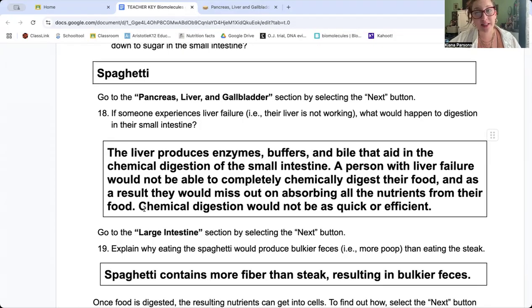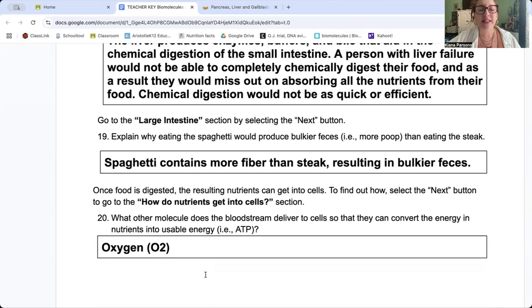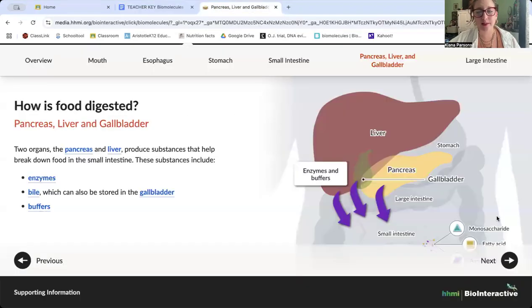One of the many reasons why you need to keep your liver healthy. It's the largest organ in your body besides the skin, and they call it the liver for a reason. Without it, you're... All right. Go to the large intestine now by selecting the next button. Let's do it.